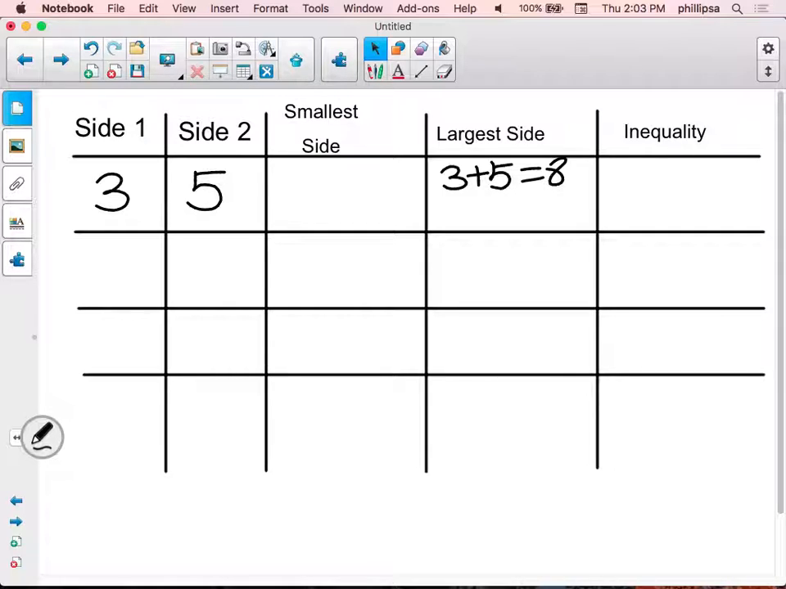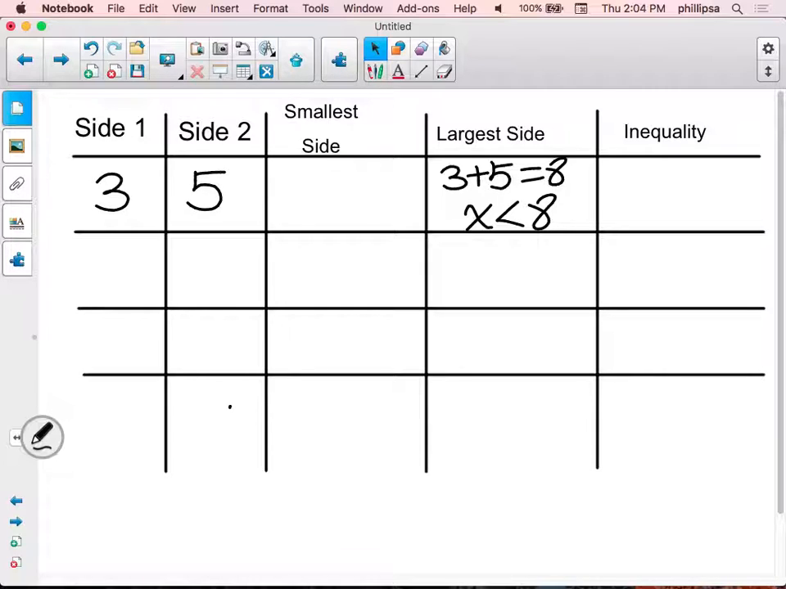So how do I express that? I show that with an inequality. My unknown side, which we'll call x, has to be less than 8. Not 8, not over 8, less than 8. Okay?